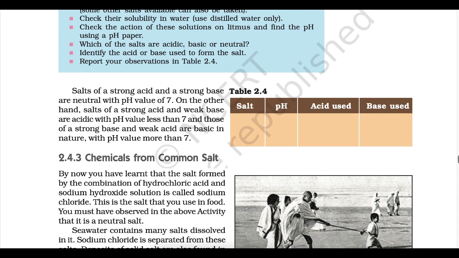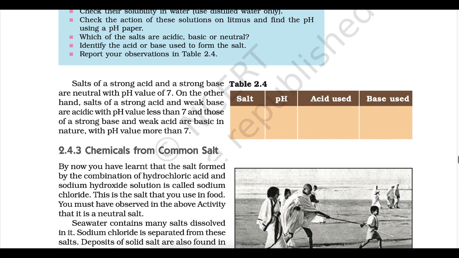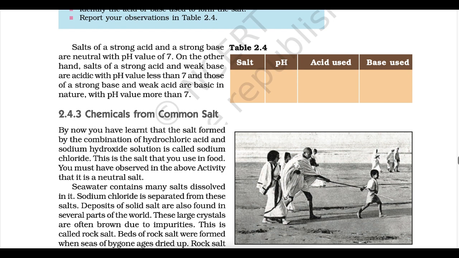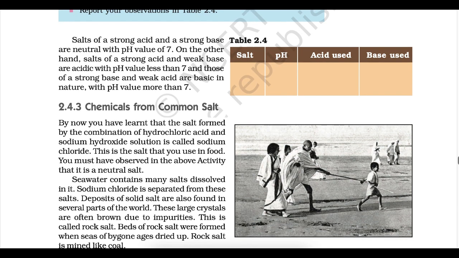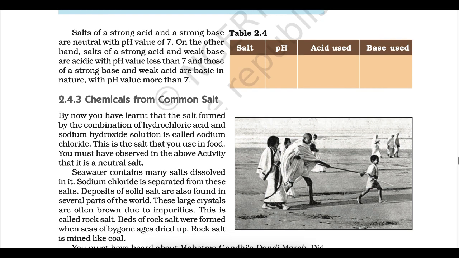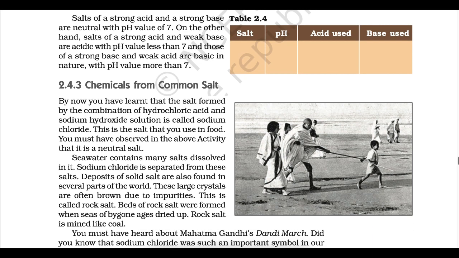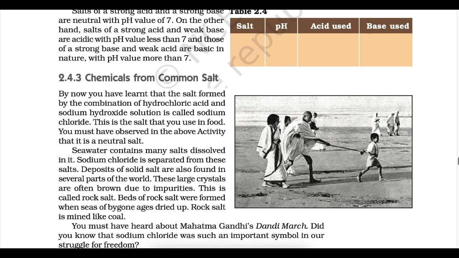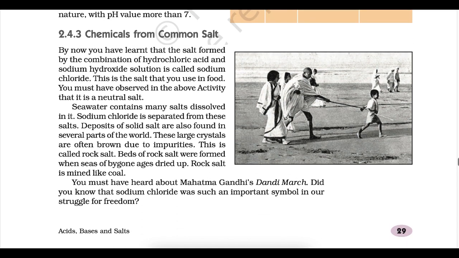Which of the salts are acidic, basic, or neutral? Identify the acid or base used to form the salt. Report your observations in a table. Salts of a strong acid and a strong base are neutral with a pH value of 7. On the other hand, salts of a strong acid and a weak base are acidic with a pH value less than 7, and those of a strong base and a weak acid are basic in nature with a pH value more than 7.